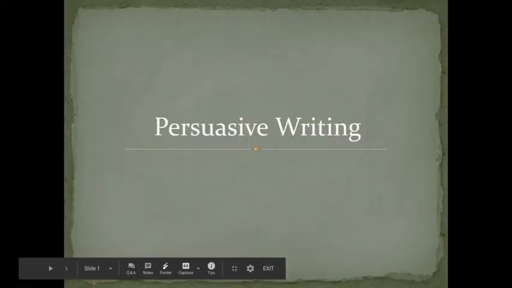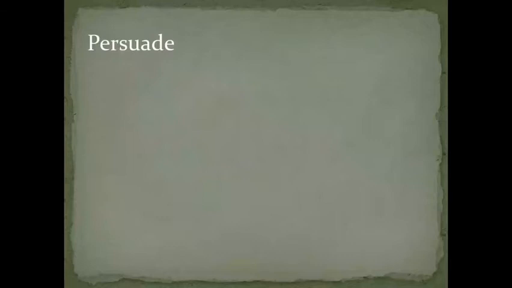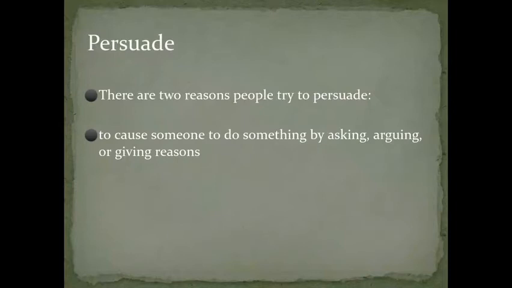All right, hello. Today I want to go over persuasive writing with you. So let's get started. The first thing you need to remember when you write a persuasive essay is that you are trying to persuade. And that means you are trying to do one of two things. You are trying to get someone to do something, and you do this by asking, arguing, and of course, giving reasons, or you're trying to get someone to believe something. Okay, so to do something or to believe something.